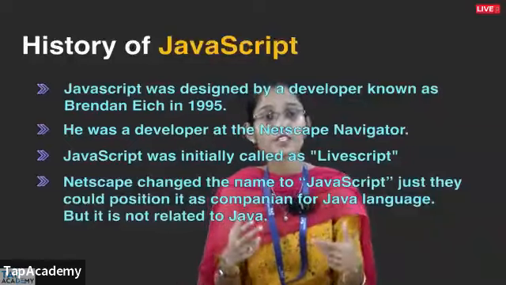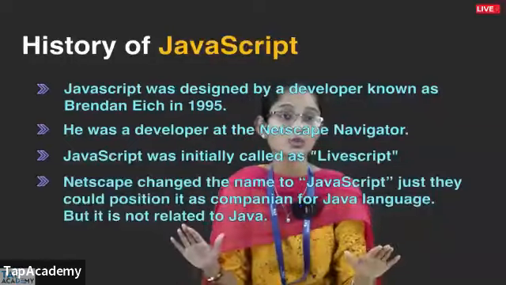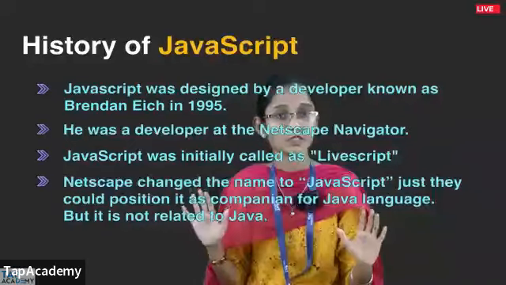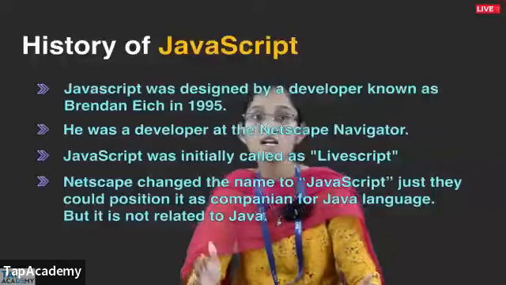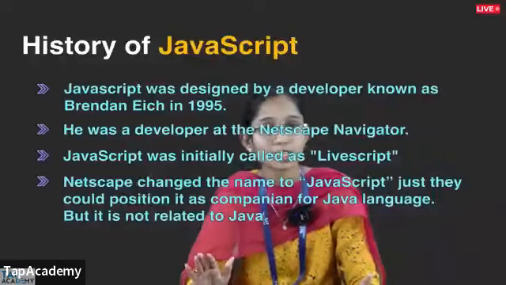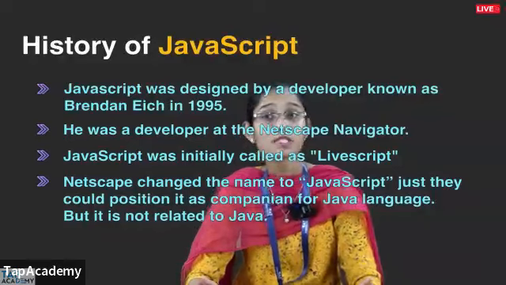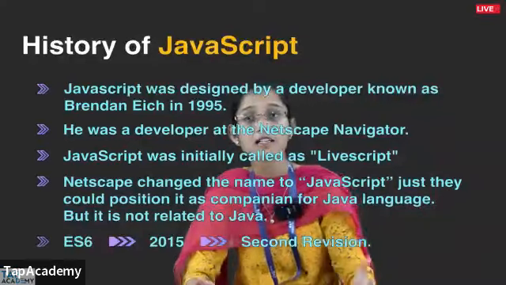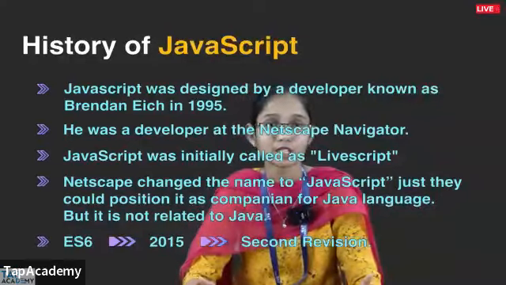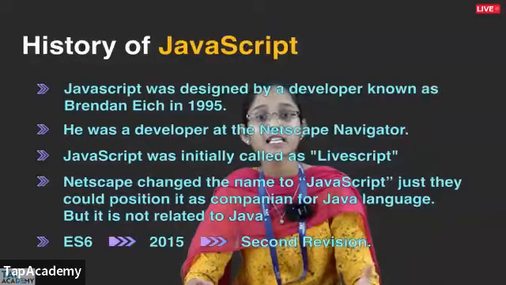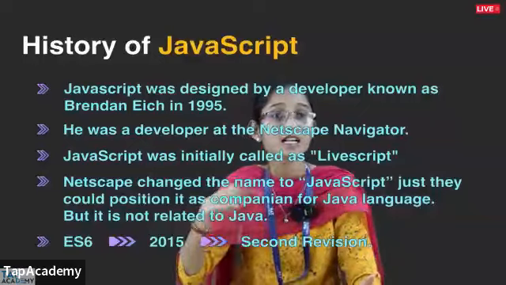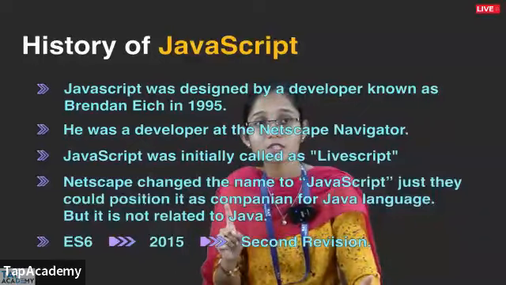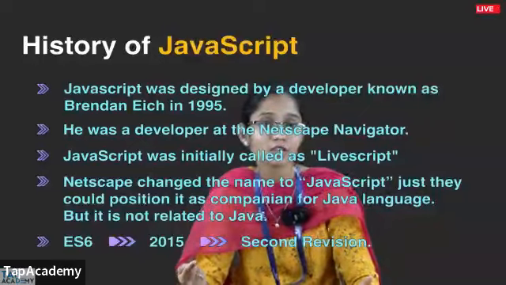Conceptually and operation-wise, it is the same, but both are two different sets of languages. So please remove this confusion from your mind. Java and JavaScript are both different. And the most important thing you have to understand is the version that we are using. We will be using ES6, which came in 2015, and it is the second revision. It is not the first one. We will be using the second revision, meaning updated.